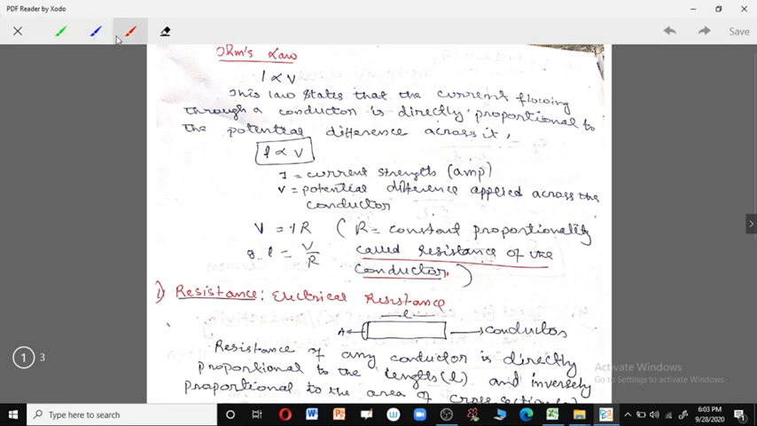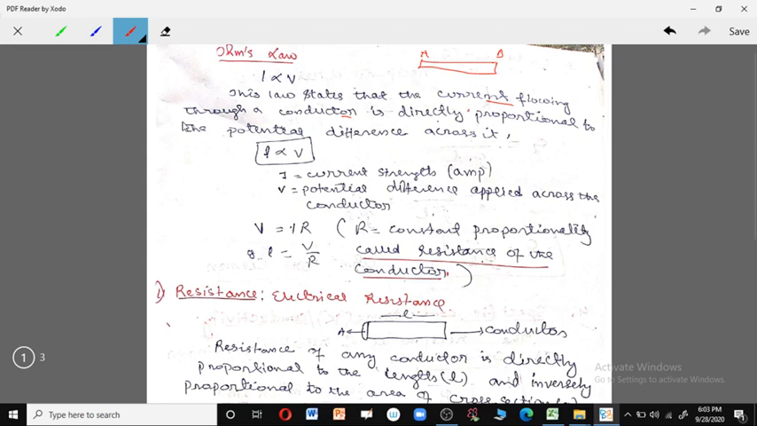Ohm's law states that a current flows through a conductor. As I've told you, when you talk about a conductor, just remember you have a wire, right? It can be from A to B. This is a wire. So Ohm's law states that a current flows through a conductor. It can be in the wire or any conducting compound.